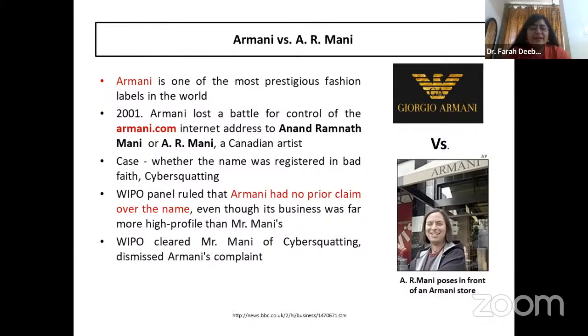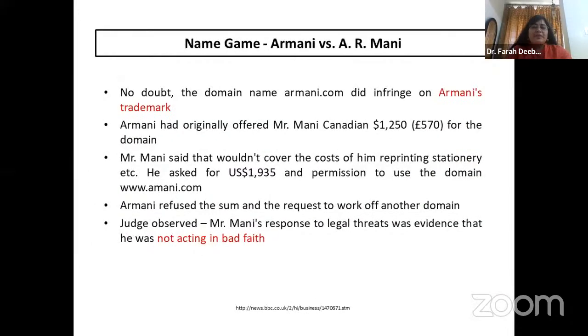So when they went through the nitty-gritty of the case, they understood that the person was not cheating. It just incidentally happened that his name was AR Money and he created a website. So the whole story was that people know Armani is an iconic fashion brand, but it incidentally happened that somebody else had taken that domain name before them. So they offered to pay him some money, which he said, you can pay a little more because I have invested in this and I need to change.